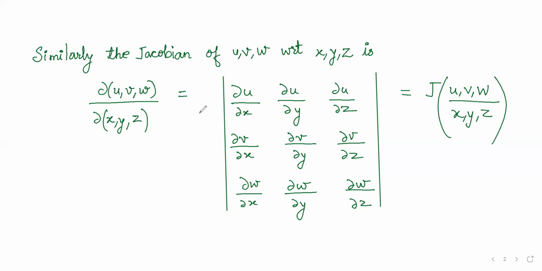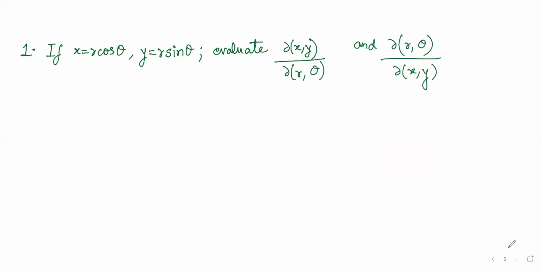Okay, so we will see one question related to Jacobians. Suppose we are given x equals r cos theta and y equals r sin theta, then we have to evaluate delta (x, y) upon delta (r, theta), and delta (r, theta) upon delta (x, y). So here we can see the order is reversed: what was in the numerator goes in the denominator, and vice versa.